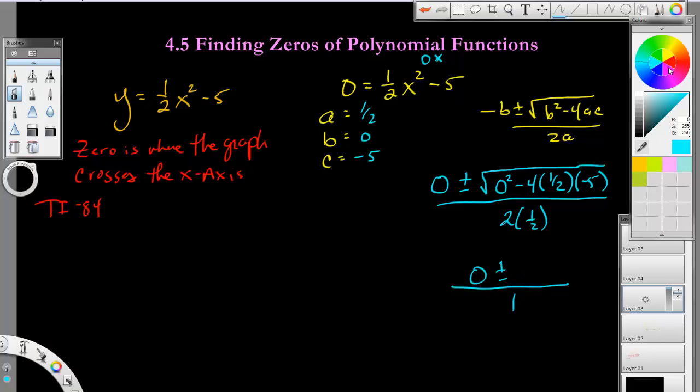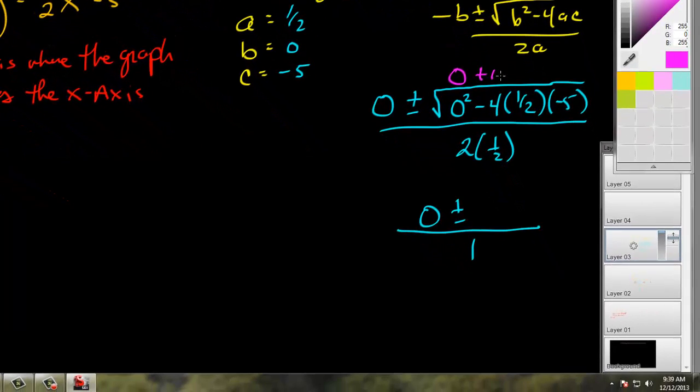And up here, if I do this simplifying, that's 0. And I got minus 4 times 1/2 times 5. That's 4 times 1/2 is 2. 2 times 5 is 10. So that becomes plus 10 right there, because that negative sign and that negative sign. So this is 0 plus 10. So that's the square root of 10. So it's 0 plus or minus the square root of 10 over 1. Well, that's just plus or minus the square root of 10.